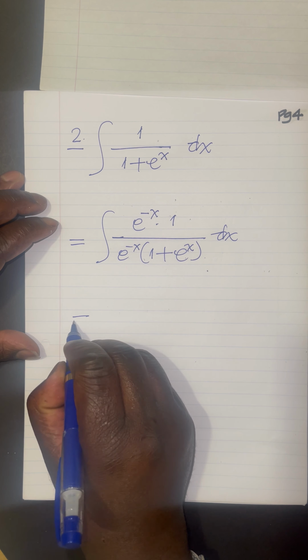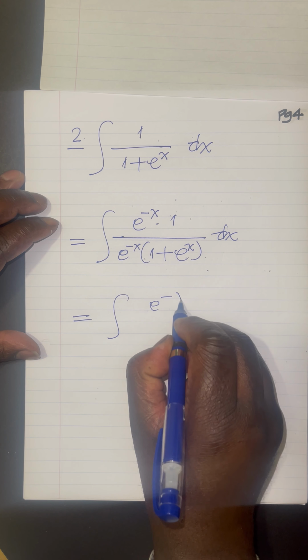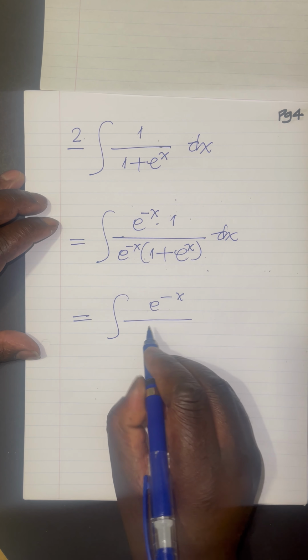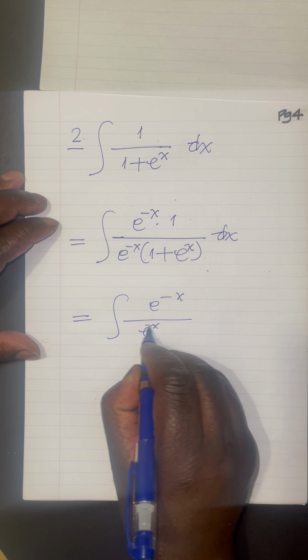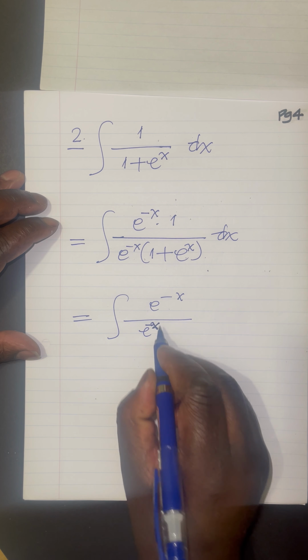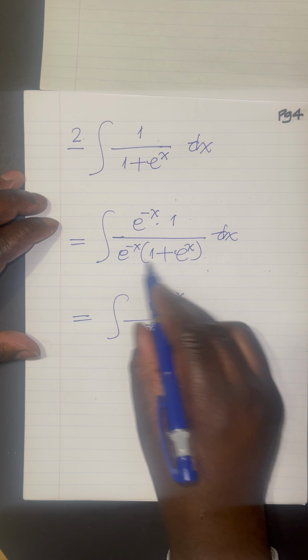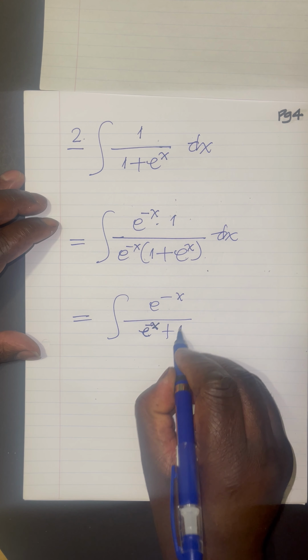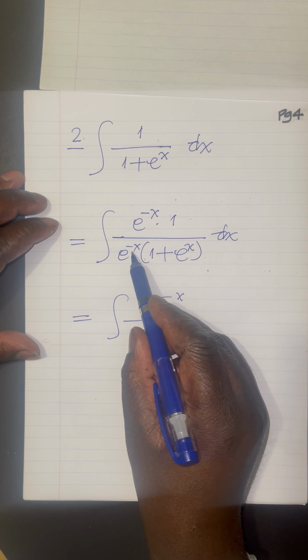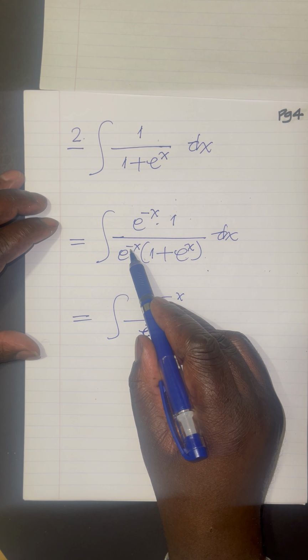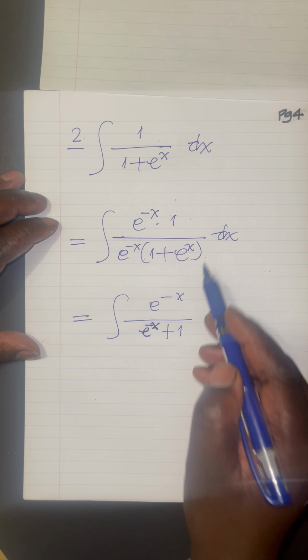So what we have in the numerator is e to the minus x. In the denominator, we have e to the minus x. When you multiply e to the minus x by 1, you get e to the minus x. And when you multiply this and that, the answer is actually 1. Remember that the powers must add. So minus x plus x is 0, e to the power 0 is 1.